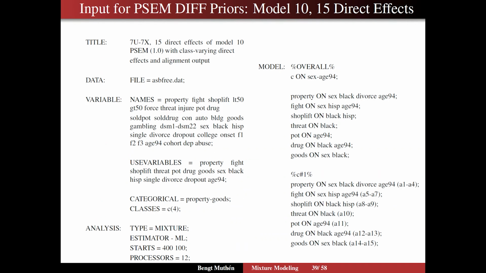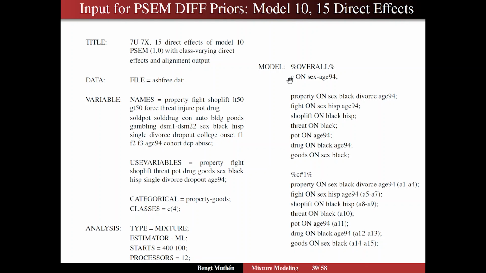So on slide 39 you have the input, and again we're working with the Model 10 setup with 15 direct effects, but now we're going to allow those direct effects to be class varying. So we have the use variables, the 7 indicators, and the 7 covariates. Mixture modeling estimator should be equal to ML here, and with a good number of starts.